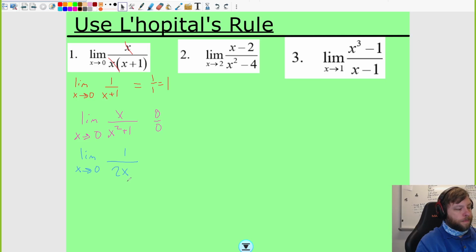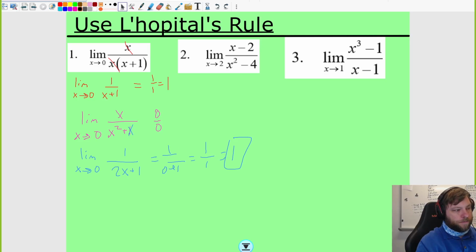Wait a minute. Nope. That was supposed to be x squared plus x. So the derivative is 2x plus 1. Now you'd plug in that 0. You'd get 1 over 0 plus 1. So it's just 1 over 1, which is 1. So basically, you can derive instead, right?